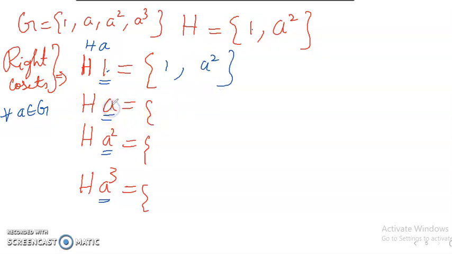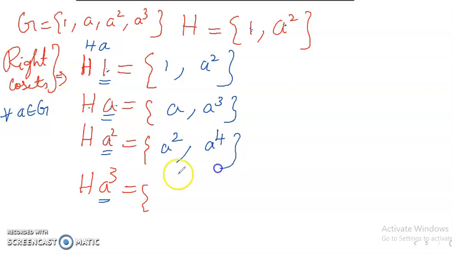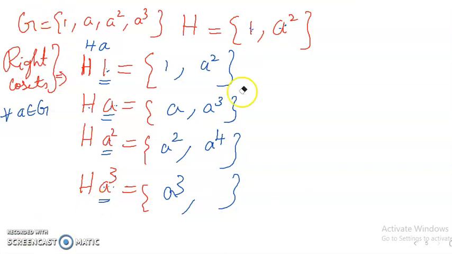Now the second, H·a. We take H elements: 1 times a is a, and a² times a is a³. Now H·a²: 1 times a² is a², and a² times a² is a⁴. Now H·a³: 1 times a³ is a³, and a² times a³ is a⁵. Earlier, a² times a is a³, and a² times a² is a⁴, a² times a³ is a⁶, and a³ times a² gives 3 plus 2, 5, so a⁵.